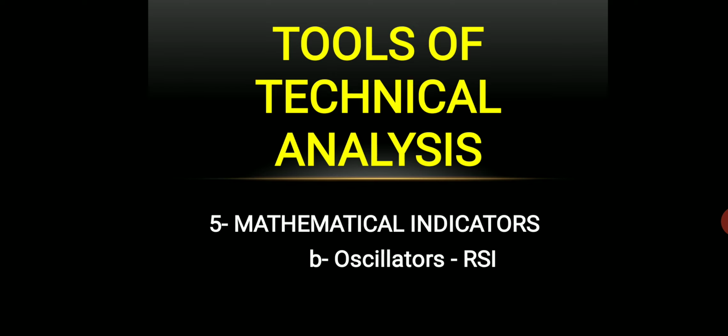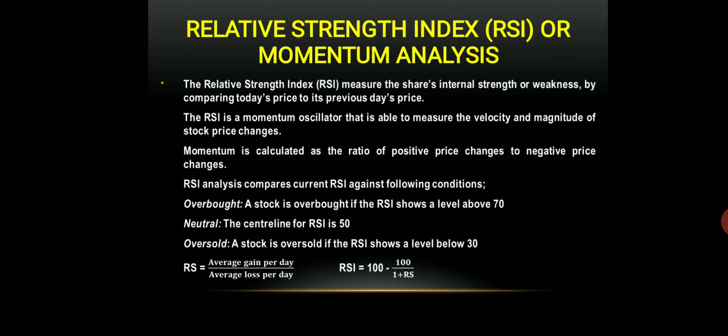the velocity and magnitude of stock price changes. Okay, and the momentum is calculated as the ratio of positive price changes to negative price changes. You got the idea? Here, what we calculate is, we measure the ratio between, or the relation between, positive price changes and negative price changes. So what we have to get? We have to get positive price changes and negative price changes.